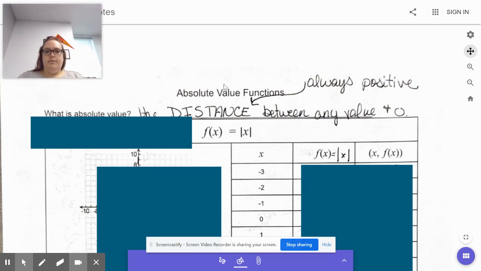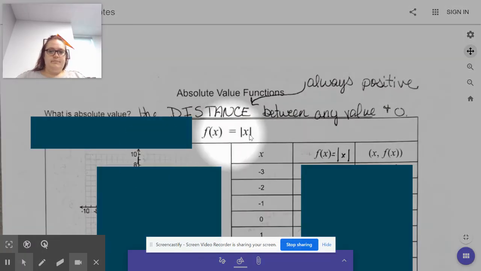Absolute value is actually the distance between any value and zero on a number line. Now, the thing about distance is that it has to be positive, right? We don't have negative feet or inches or anything like that. So it's always positive, absolute value. It's always positive. Okay. And so this right here is what the equation looks like.